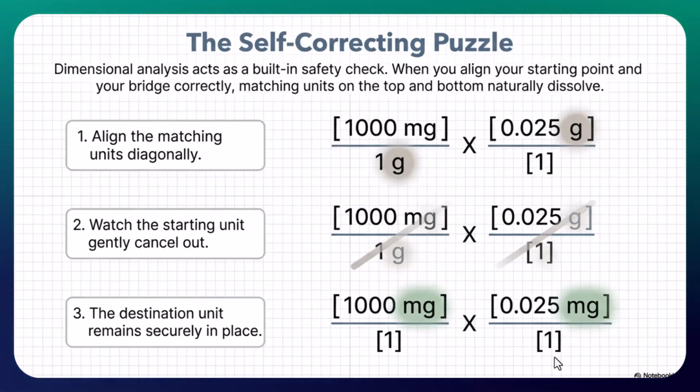So when you build a dimensional analysis puzzle, it self-corrects. Dimensional analysis acts as a built-in safety check. When you align your starting point and your bridge correctly, matching the units on the top and bottom crisscross ways, they just naturally dissolve. Everything just naturally cancels out, and you should be left with what you're looking for.